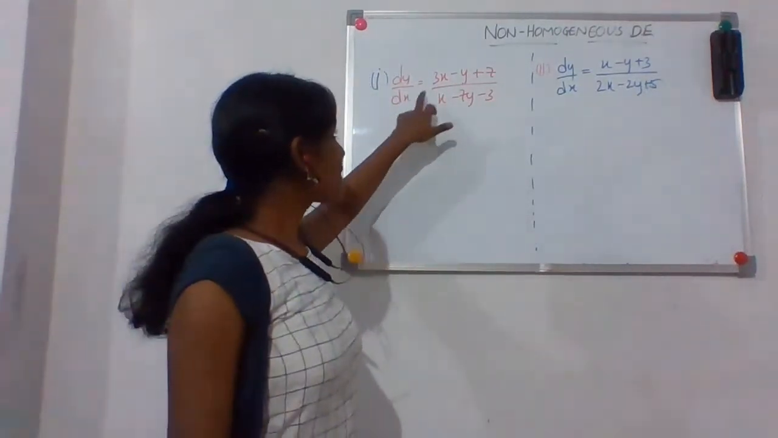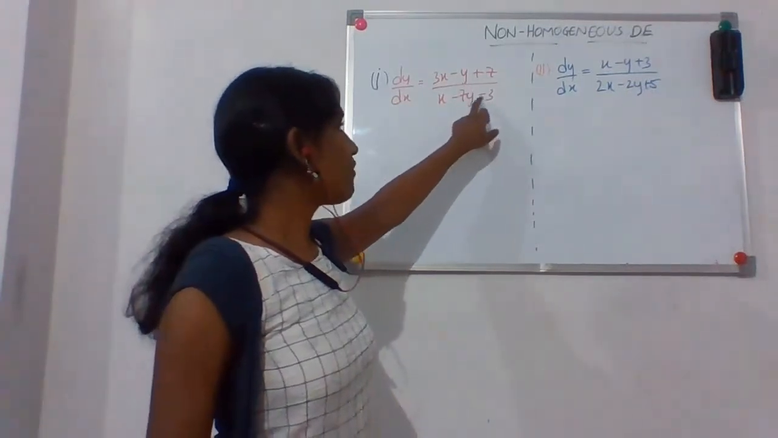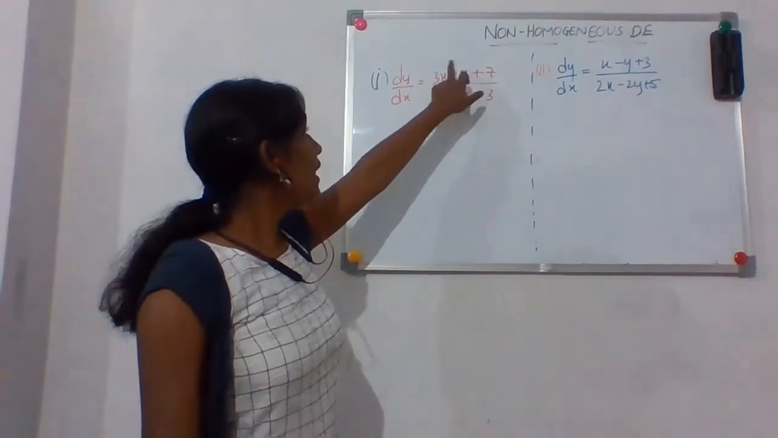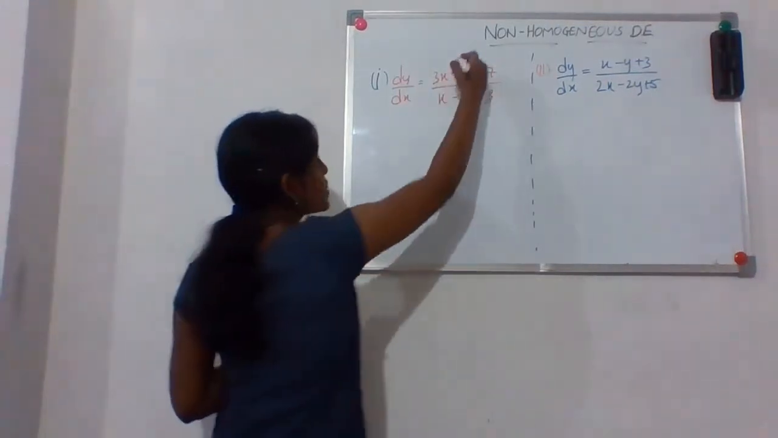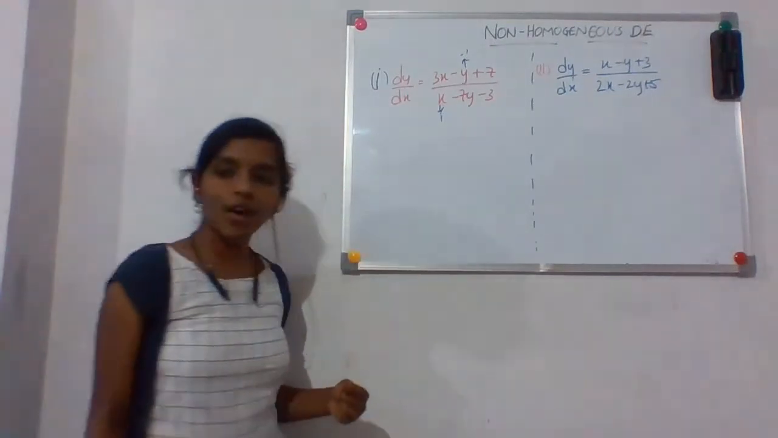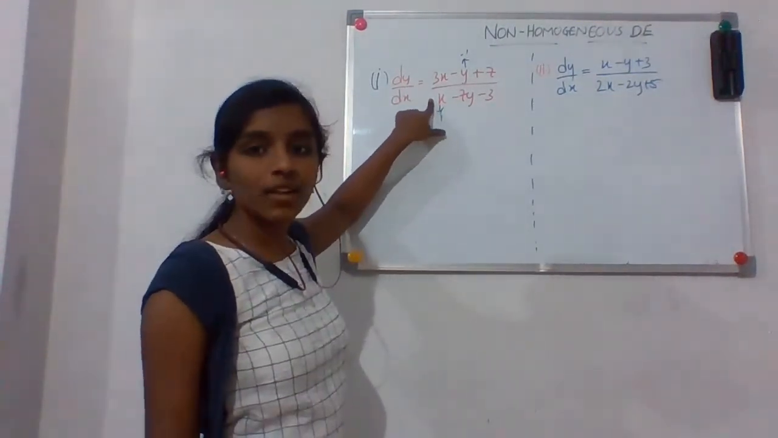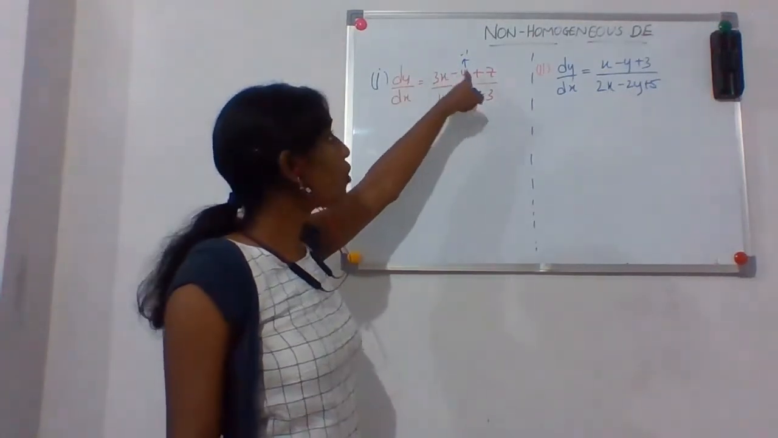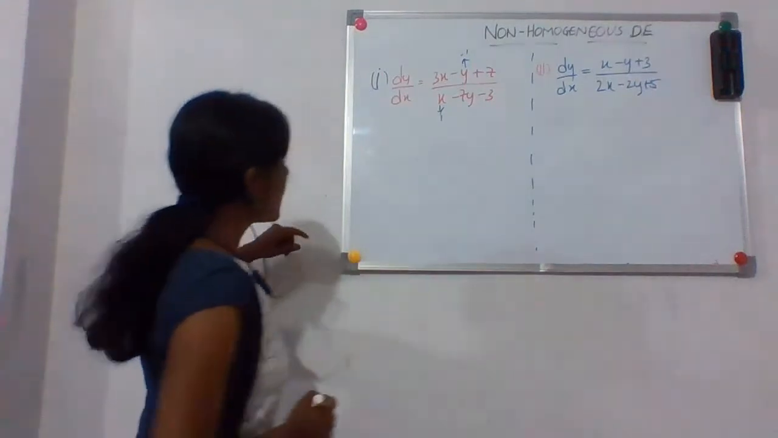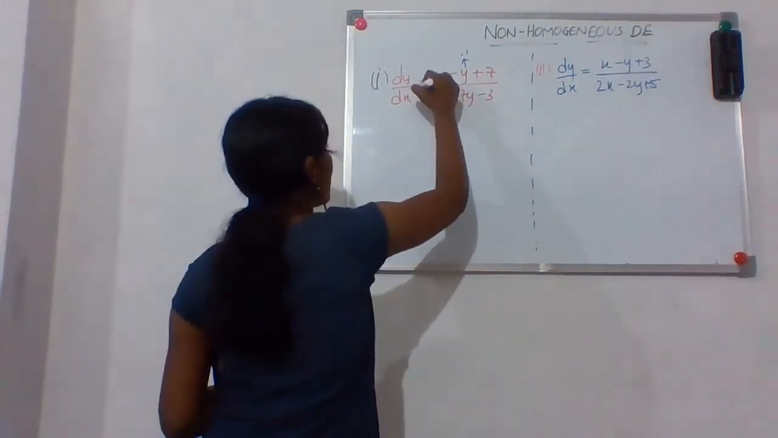dy by dx equals (3x minus y plus 7) by (x minus 7y minus 3). Is this in case 1? Because here the coefficient is minus 1, here the coefficient is minus 1 and here it is 1. So you can see the coefficient of x in the denominator is the negative of the coefficient of y in the numerator. Am I right? So what is the first step that I have to do? I have to cross multiply both of them.